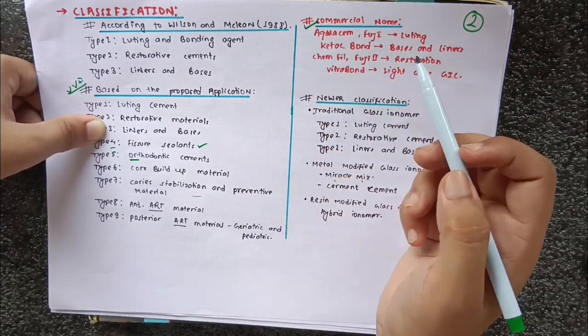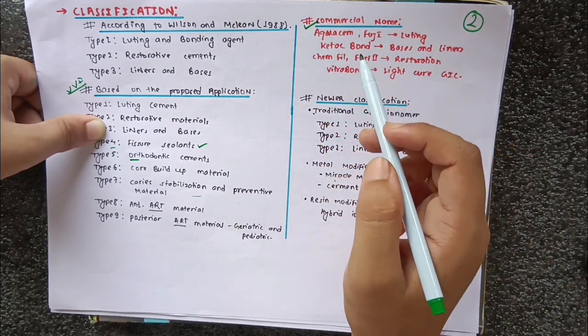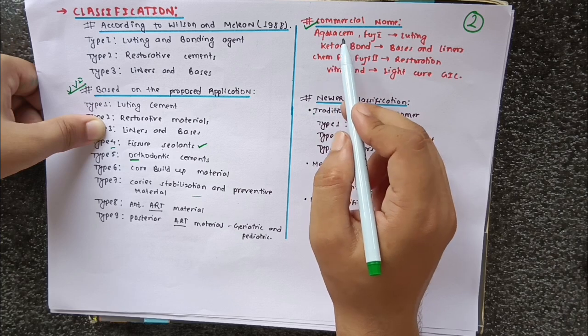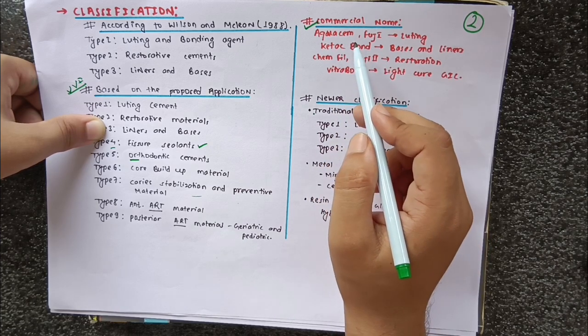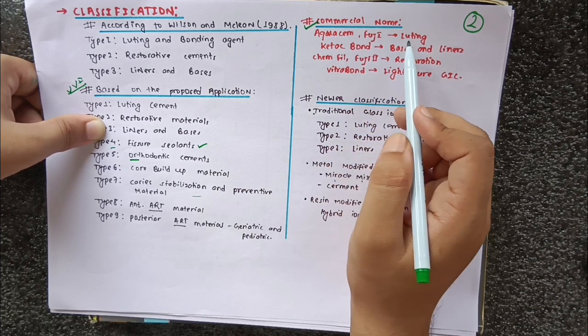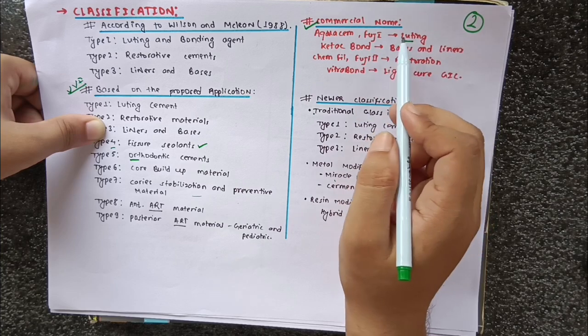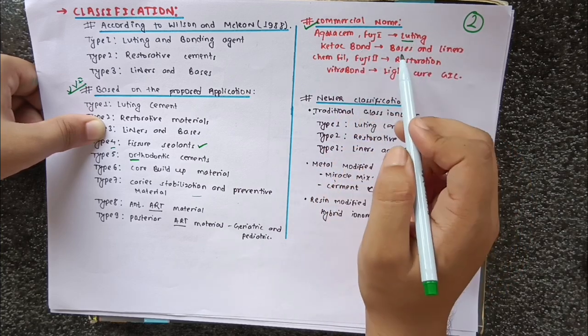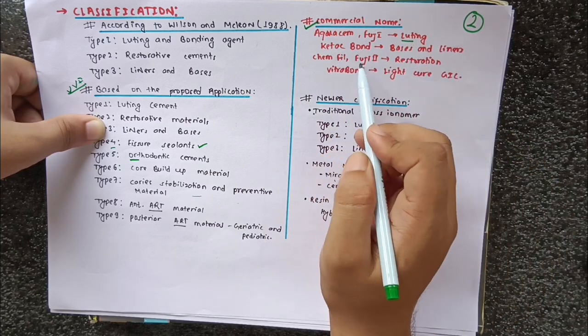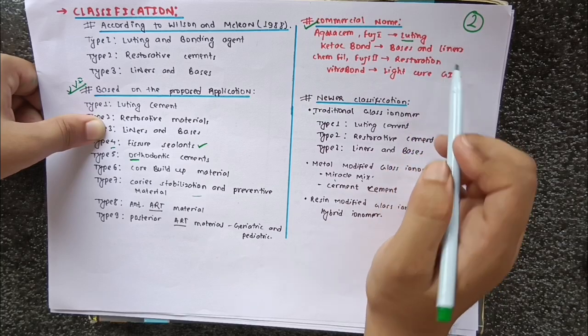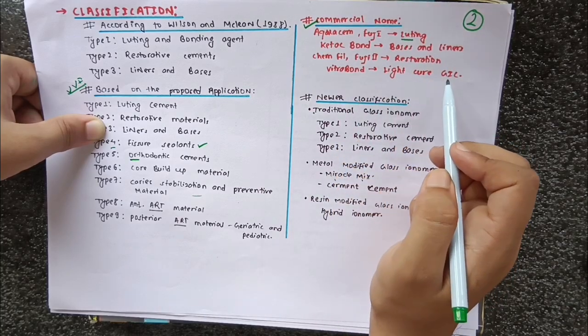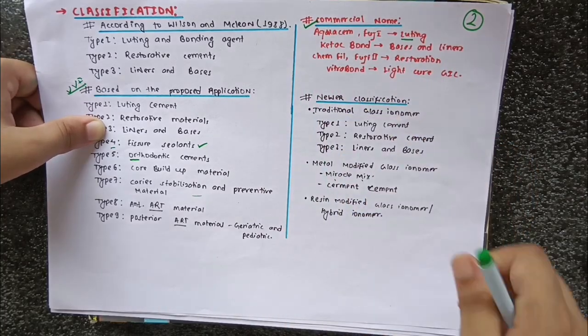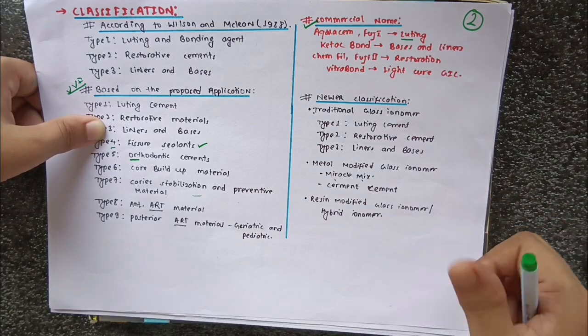I have also added the commercial names. It is not so important, but you can see them once. Aquacem, or however you pronounce it, and similarly Fuji, are the luting GIC. Similarly Ketac Bond means bases and liners GIC. Ketac Fil and Fuji II are restoration GIC, and Vitrebond is a light cure GIC. You can just remember those, or if you can't remember those, then it is okay.